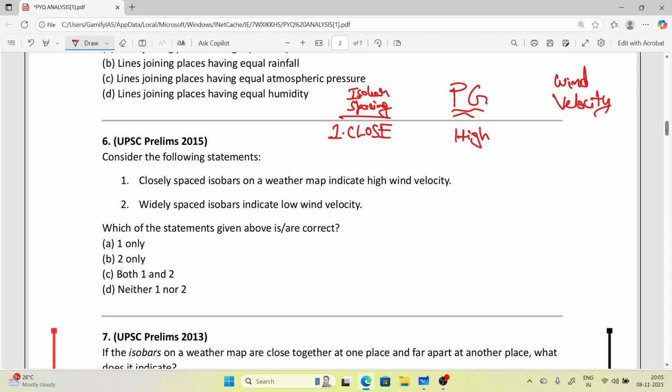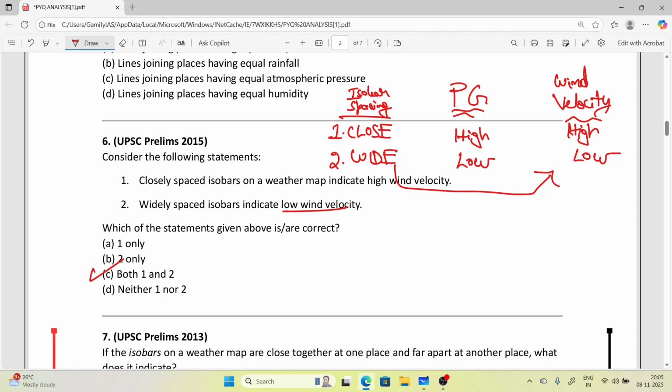Remember this table, okay? And the wind velocity will be high as well. And if the isobar spacing is wide, then the pressure gradient is low. That means wind velocity is low as well. So according to this table, widely spaced isobars indicate low wind velocity. So both, C, again C for Chennai, both 1 and 2 are correct.